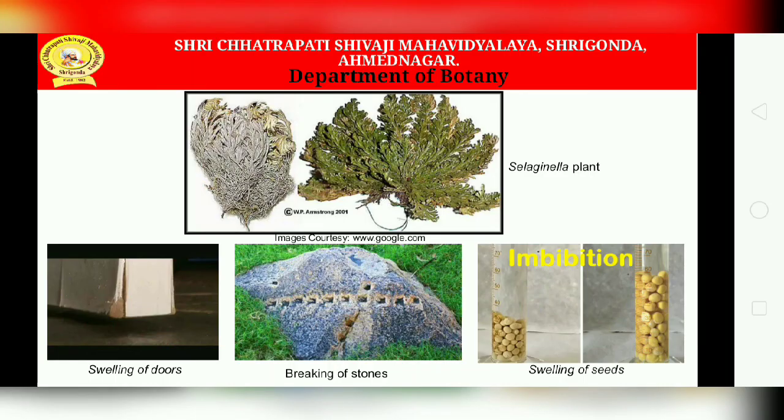In this picture you can see Selaginella. It is a plant which gets dry, and if we keep this plant in water, within 24 hours it again returns to its original green color. Next is the swelling of doors. During the rainy season, windows and doors swell and jam.